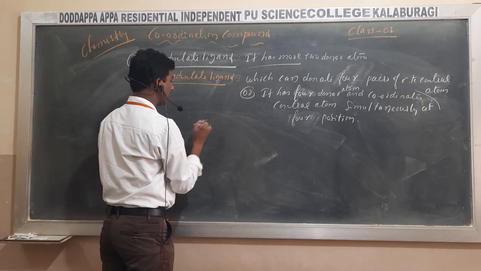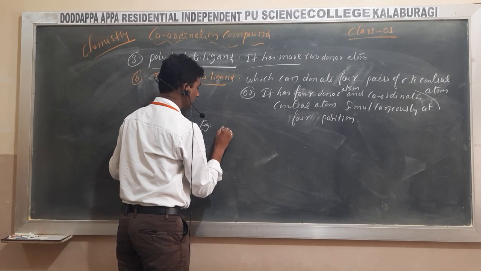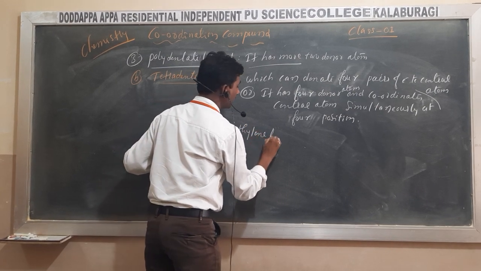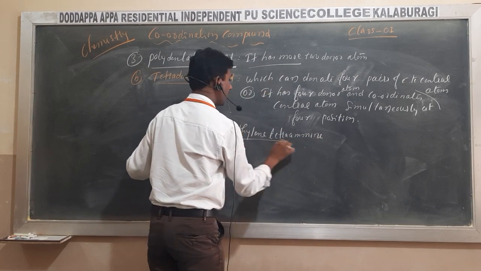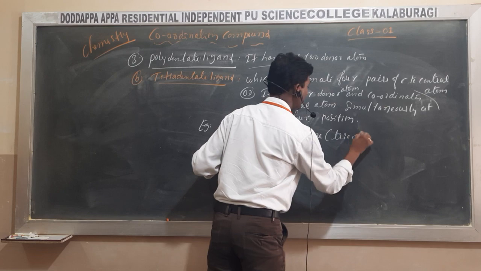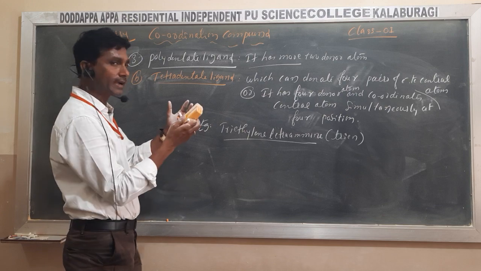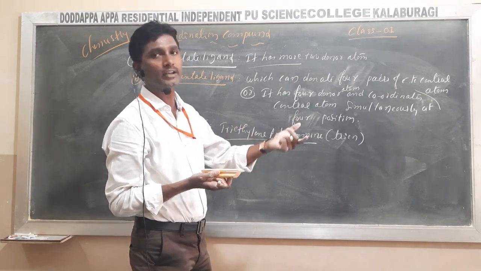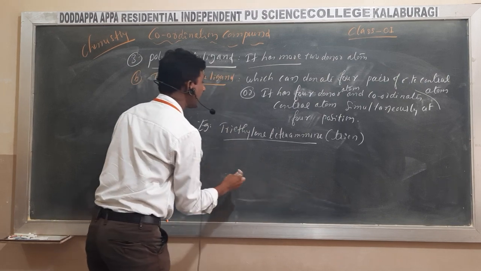So what are the examples of tetradentate ligand? The first example I can write is triethylene tetraamine. Shortly we can write it as trien. So this is an example of a tetradentate ligand. I can write the structure, so that while writing it we can understand clearly how the donor atoms give electrons to the central atom.